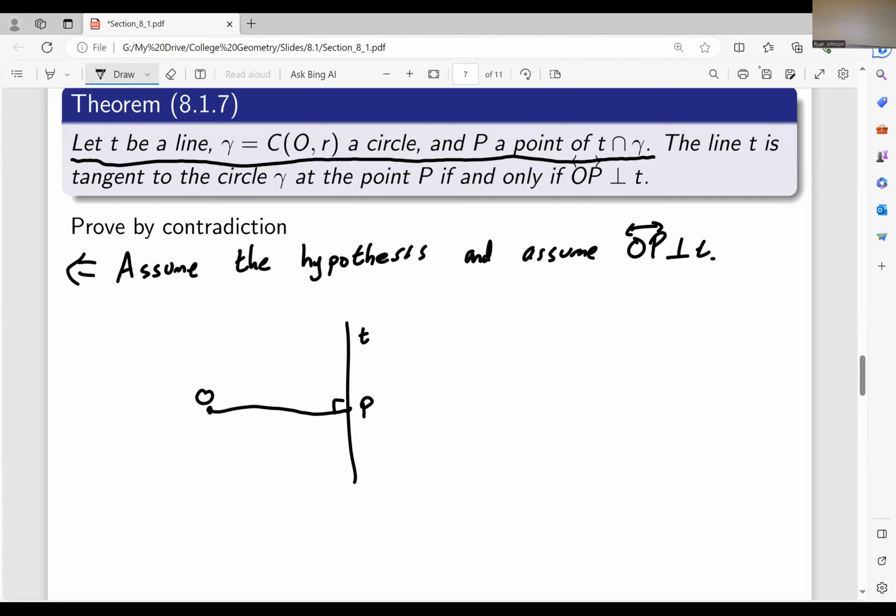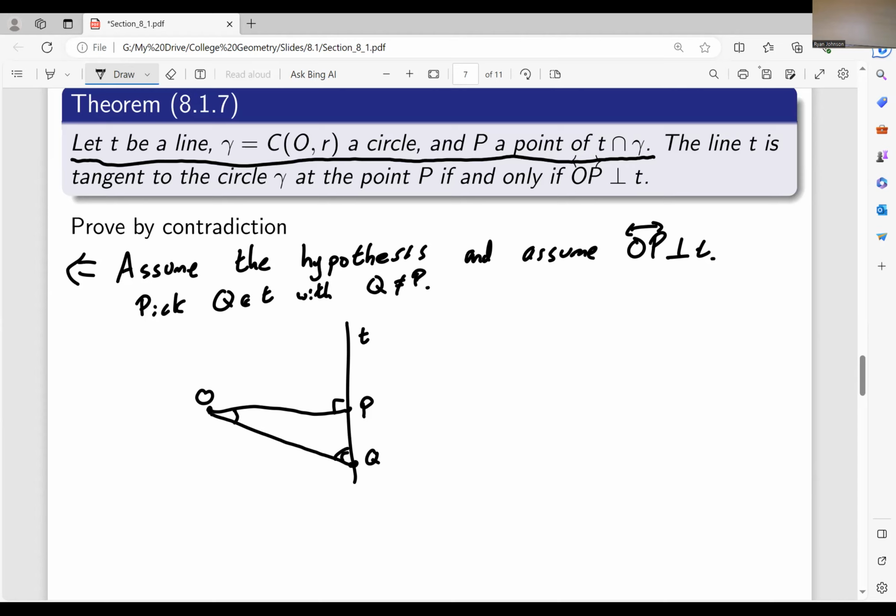Then pick any other point on T not equal to P. Okay, so I pick Q element of T with Q not equal to P. Okay, well then OPQ is a triangle. It's a right triangle. Since it's a right triangle, that means that this angle is the 90-degree angle, and so the other two angles must be acute, since all angles add up to 180.